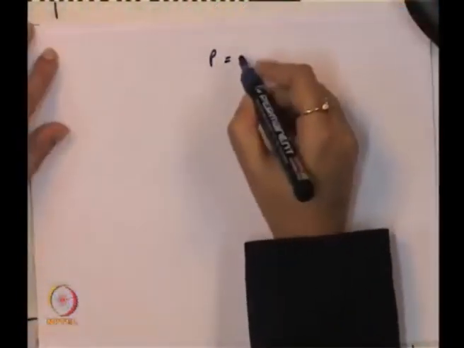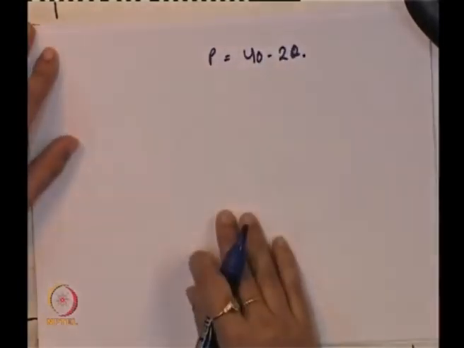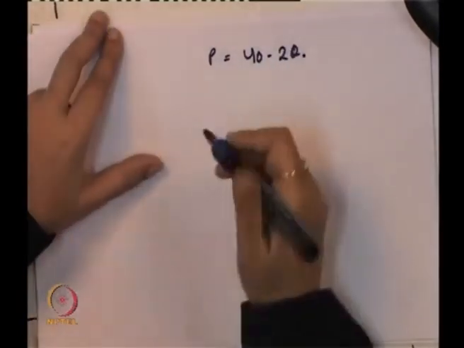Now, what is the first thing we need to do? We need to draw the demand curve. And to draw the demand curve, what information is given to us? The information is P is equal to 40 minus 2Q. So the value of the slope is minus 2, and the intercept value is 40. With P equal to 40 minus 2Q, we will see how we can draw the demand curve here.